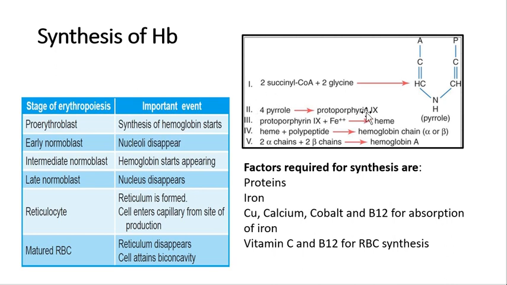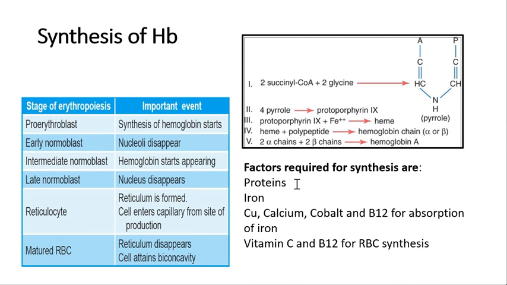Okay, that protoporphyrin attaches with iron and forms heme. Heme with polypeptide chains forms hemoglobin, having 2 alpha and 2 beta chains. Fine, there are some factors which affect this hemoglobin synthesis.